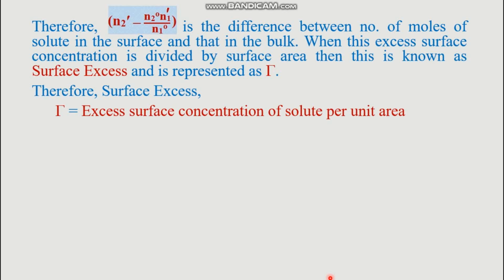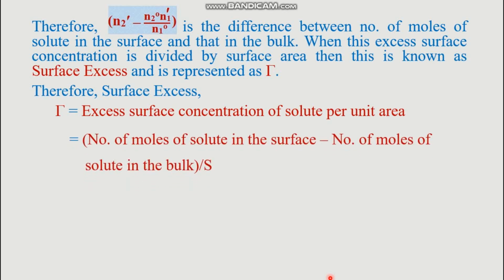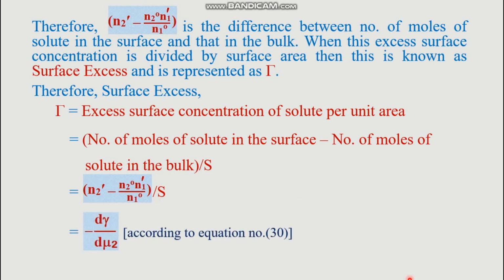This is actually the excess surface concentration of solute per unit area. That is, this is the difference between the number of moles of solute in the surface and the number of moles of the solute in the bulk per unit surface area. That is, if you divide this difference by S, then this is gamma. Okay, so what is the value? We have just obtained this value. The difference is this one, and surface area is S, and this is actually the term which is the left hand side of equation number 30.